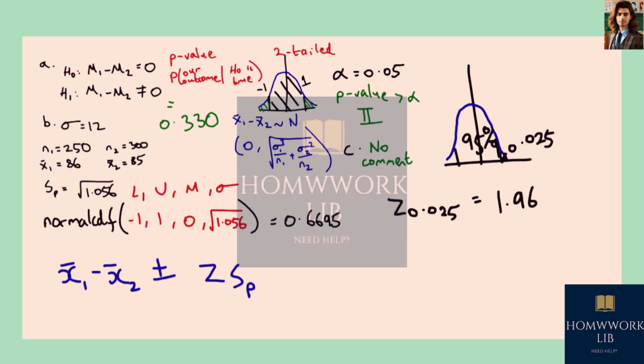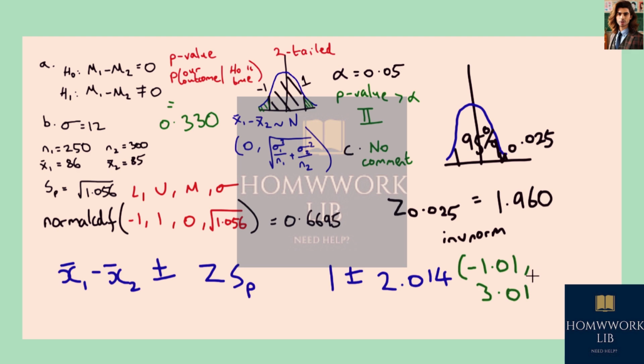This is 1.960. You might have a table of those. If not, just use the inverse normal function. So we have 1 plus or minus the pooled standard error, root 1.056, multiplied by 1.96. That gives me an error of 2.014. If I subtract that away from my point estimate, I get the lower bound of my interval. It's -1.01. Add it on, I get the upper bound, 3.01.